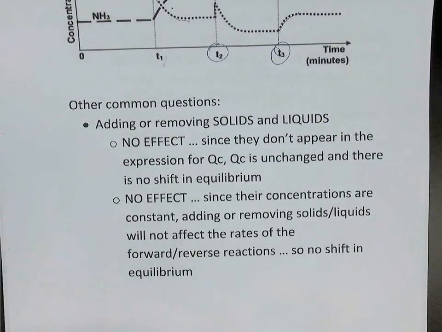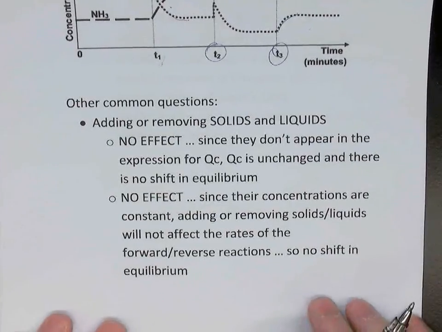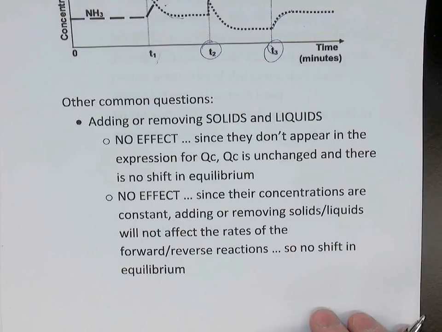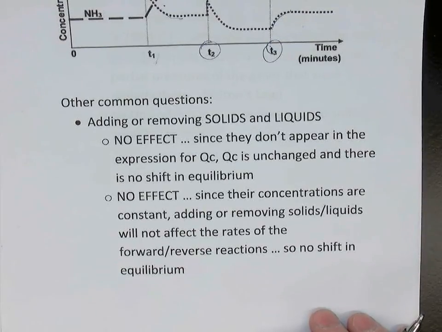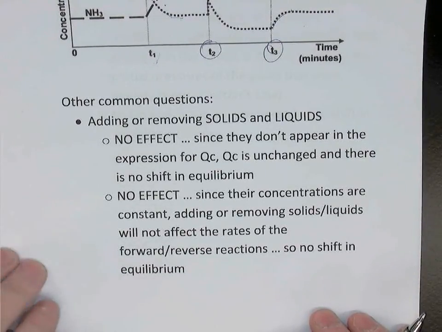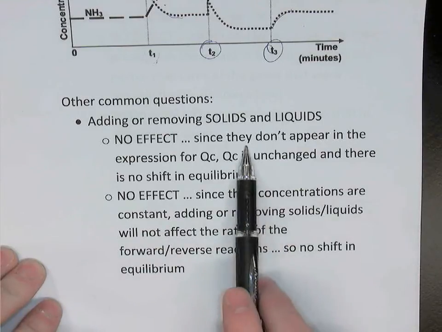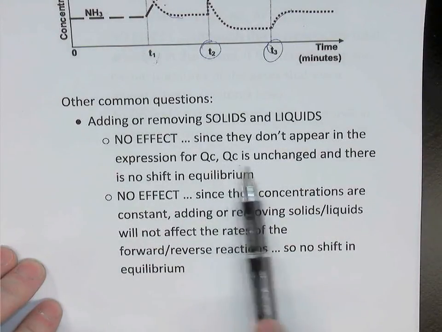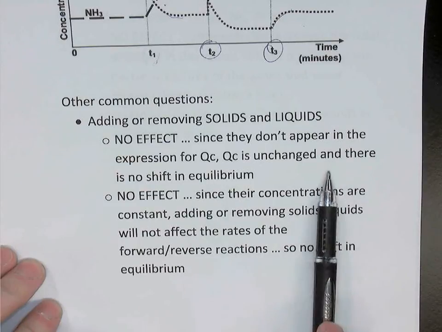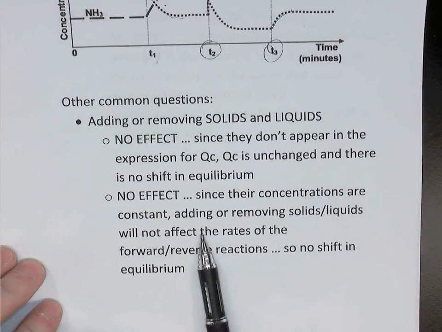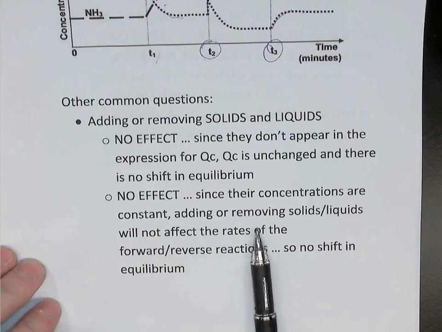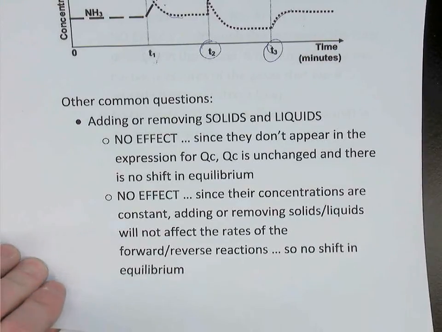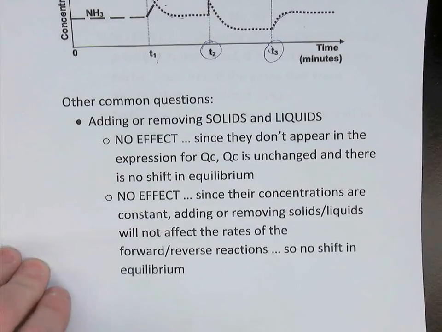A few other common questions and things to note. You may see a question that says, well, what happens if you add or remove a solid or a liquid? The answer is no effect. There's no shift, and you can explain it either by saying, because solids and liquids aren't in the expression for QC, QC is unchanged and therefore no shift. Or, since their concentrations are constant, removing solids and liquids does not affect the rates of forward and reverse reactions, so no shift will occur.